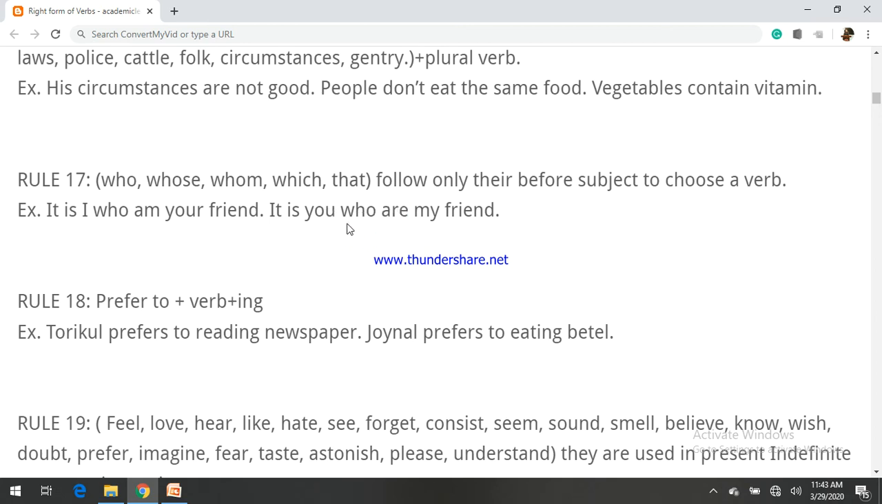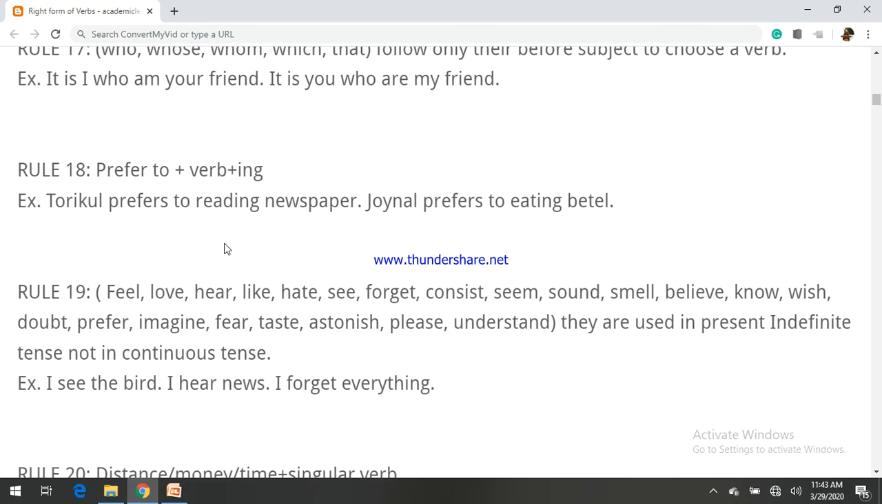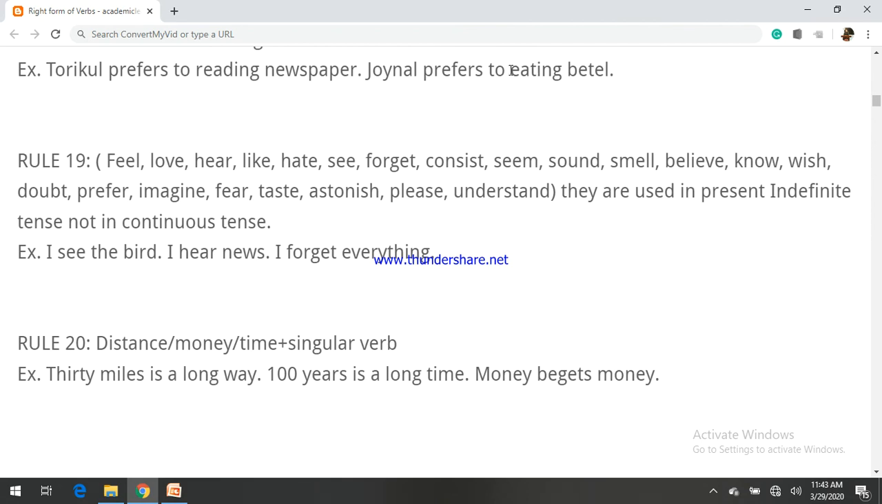Then let's see rule number 18. Prefer to plus verb plus ing. After prefer to, you have to use verb plus ing. Torikul prefers to reading newspaper. Prefers to, not read, reading. Joinal prefers to eating betel leaf. After prefers to, here verb plus ing.